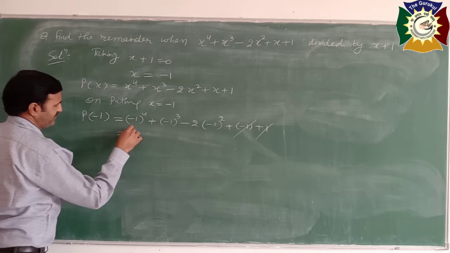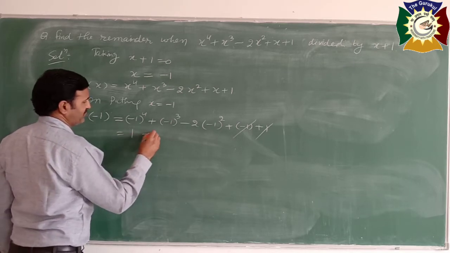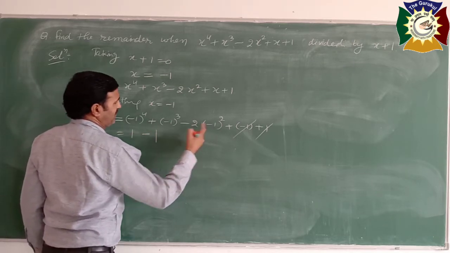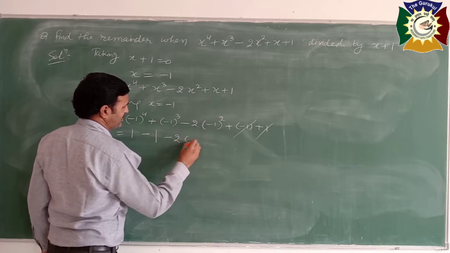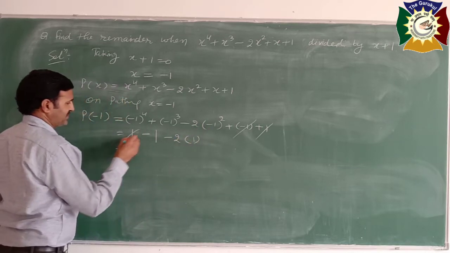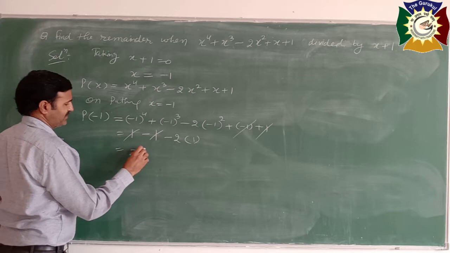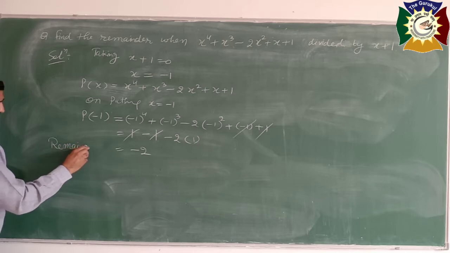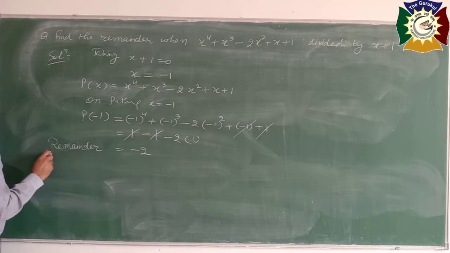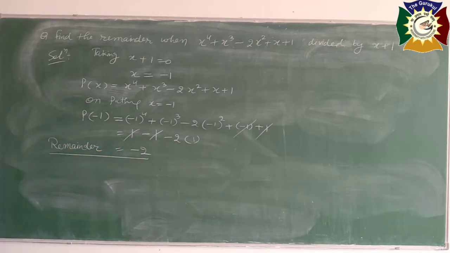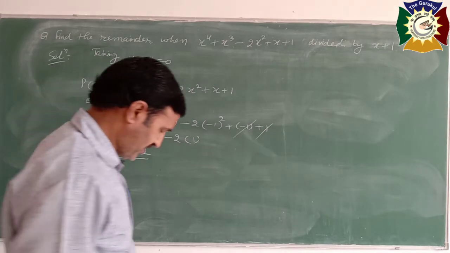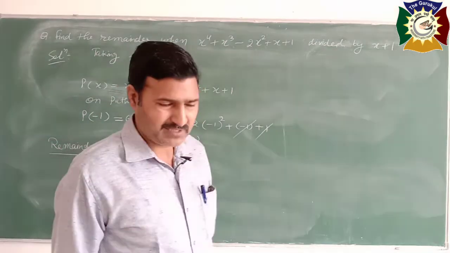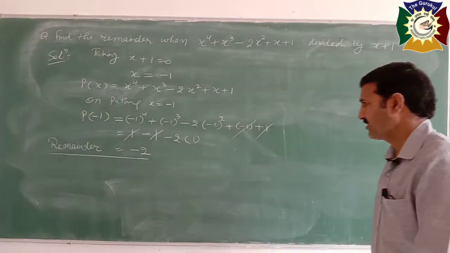Minus 1 raised to power 4 is plus 1, minus 1 cube is minus 1, minus 2 into minus 1 square is minus 2, plus 1 minus 1 cancel, so minus 2 is the remainder. This should be the remainder according to the remainder theorem. Let us check by the actual division whether this is the remainder or not.